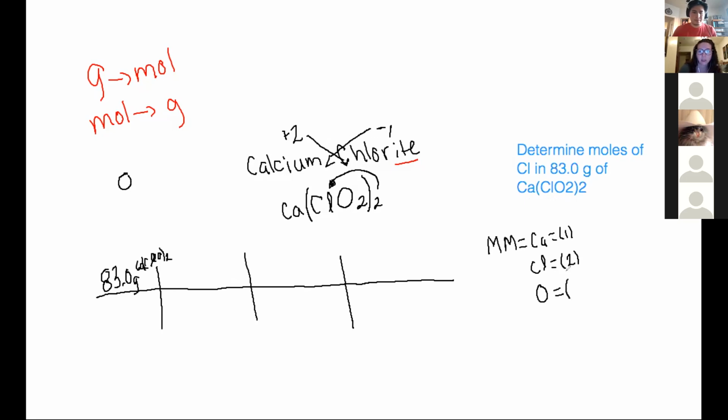And then how many oxygens do we have? 2. Right. Remember, we got to distribute that 2 as well to the oxygen. So we'd have to multiply the 2 out here by the 2 on the inside. So that would give us how many oxygens? 4. Perfect. Okay. And then how much does calcium weigh based on the periodic table?